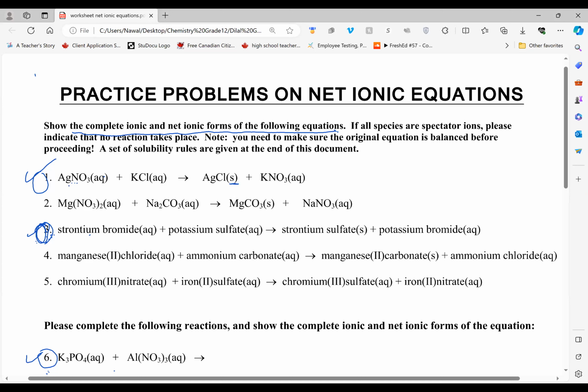So how do we write the not ionic equation? Just simply, is it balanced first of all? Check it, it's a balanced equation.